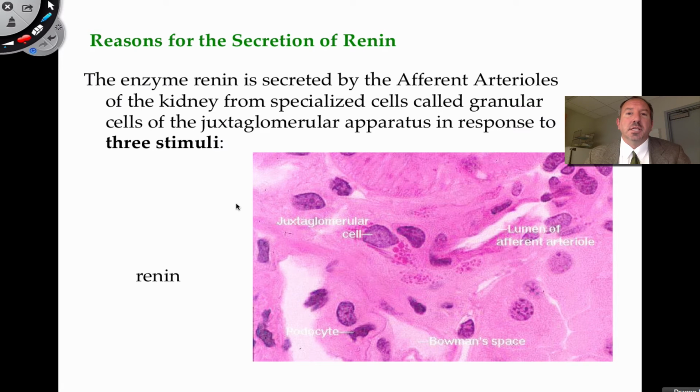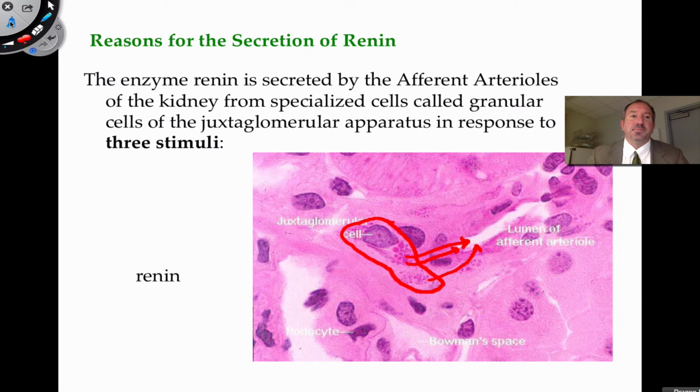And so I mentioned there's a couple of reasons that the juxtaglomerular cells would secrete renin. So what are the triggers that would cause the juxtaglomerular cell? Here it is right here. And as you can see in this, there's these little red dots. These are these little granular cells, if you will. Sometimes they're literally called granular cells. They're going to be releasing renin into the arterial lumen, in other words, into the blood. So renin is going to be going into the blood.